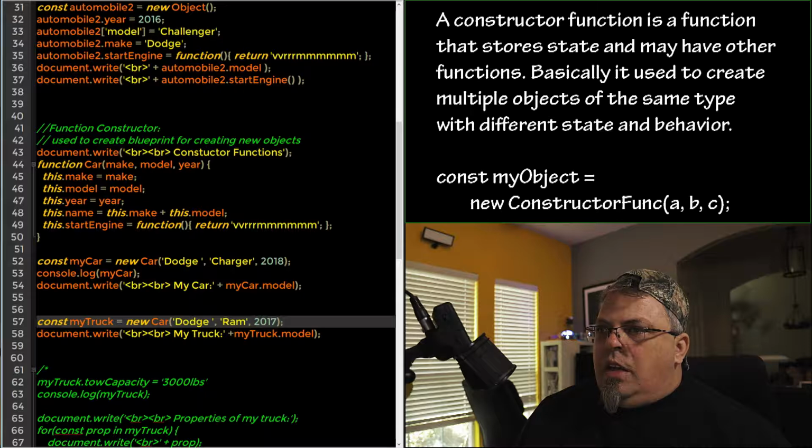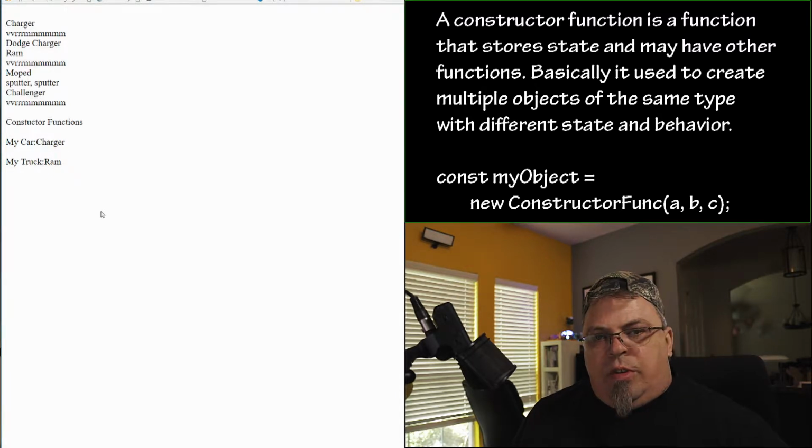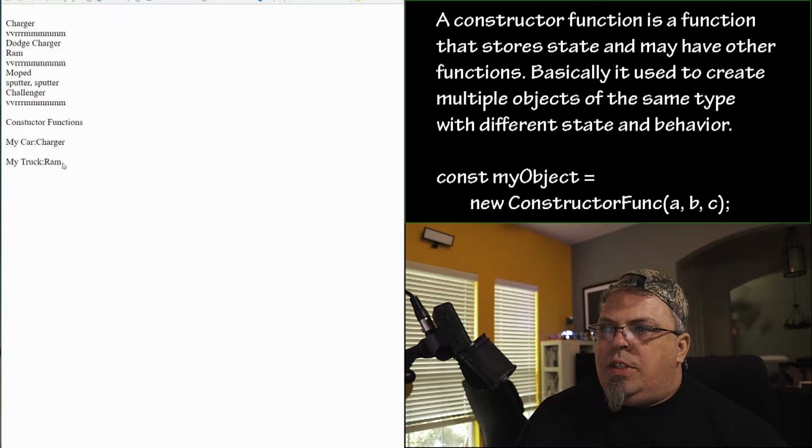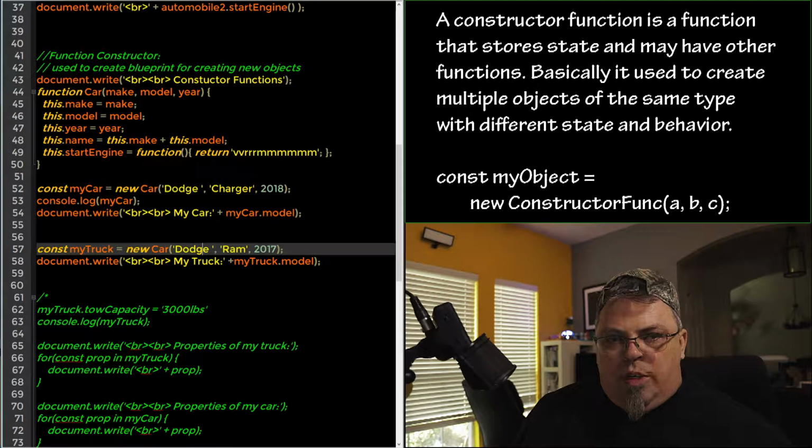Let's go ahead and save it. Let's run it. There we go. So constructor functions. My car is a Charger and my truck is a Ram. So I was able to use the constructor function to create two objects and access their properties. Very simple, very clean. In my mind, the way to go, or ES6 classes, when you want to have multiple instances of an object type with different sets of data in it.